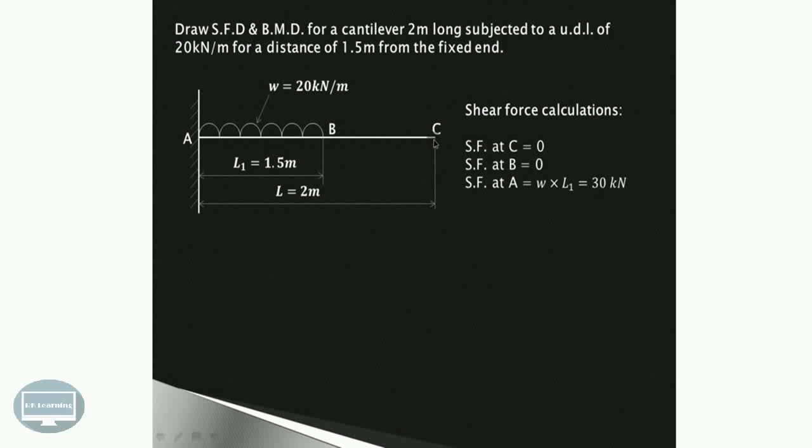Now the shear force calculation. Shear force at C will be 0 as there is no load that is acting over here. Similarly, shear force at B will also be 0 because there is no force that is acting between C and B. Then shear force at A is nothing but this UDL, so W into L1, that is 20 into 1.5, that is 30 kN. That is the shear force that is acting at point A.